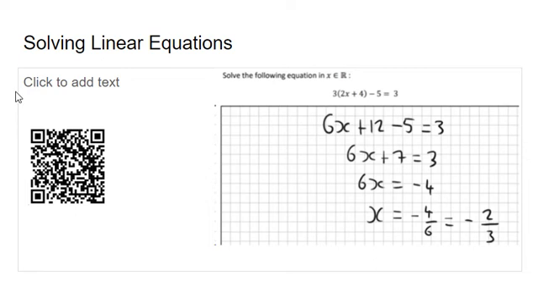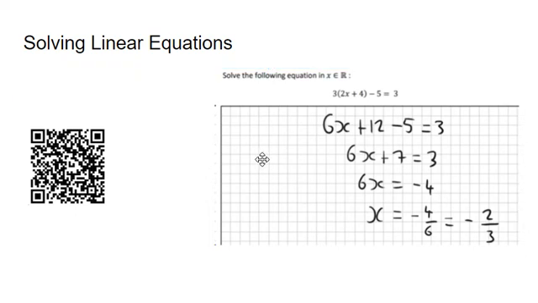This is solving linear equations. This is where you're basically moving all the x's to one side and the numbers to the other. In this one, you have to multiply out the brackets first. So 3 times 2x is 6x, 3 times 4 is 12, 6x plus 12, and you just bring down the minus 5 equal to 3. You can do 12 minus 5, which is 7, and then you can bring the 7 over, and because it's a plus 7 on the left hand side, it becomes a minus 7. So you get 3 minus 7, which is minus 4, and then you're dividing by 6 at the end, and that's it.